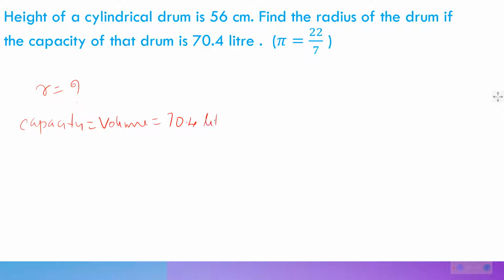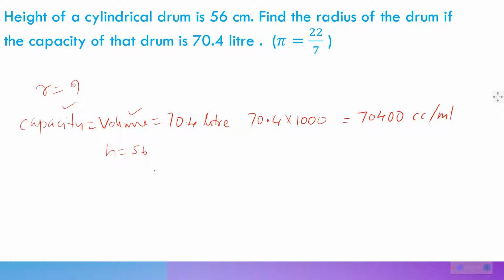For liters we will convert that into cc by multiplying 70.4 into 1000, because 1 liter is equal to 1000 cc. That means it will be 704 and there will be 2 zeros. This much cubic centimeter or ml, we will write as it is liquid. Then volume is given, r is asked, and the height is given as 56, so that is what is given over here.